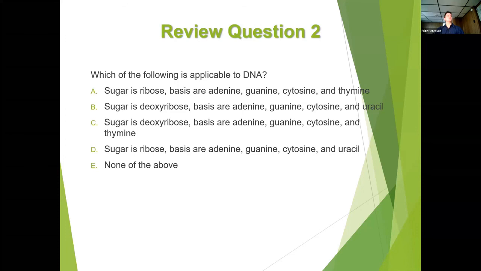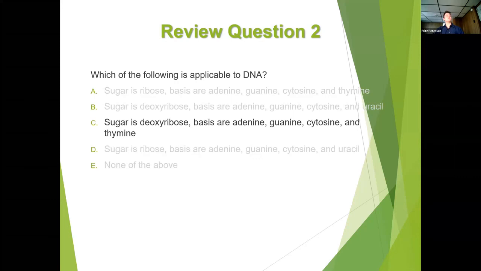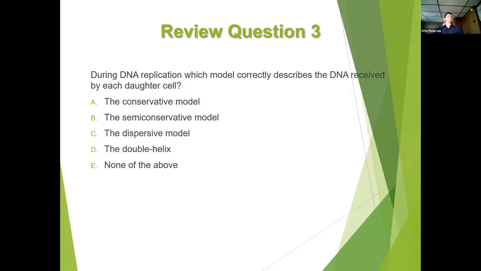So I hope you guys are done. The correct answer in this one is, of course, C. Remember that in RNA, your sugar is a ribose, and uracil, as seen here and here, is found exclusively in RNA. So that leaves C as your only correct answer. Moving on to review question number 3.